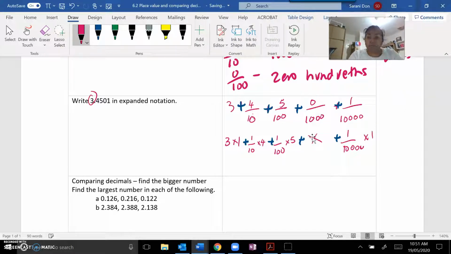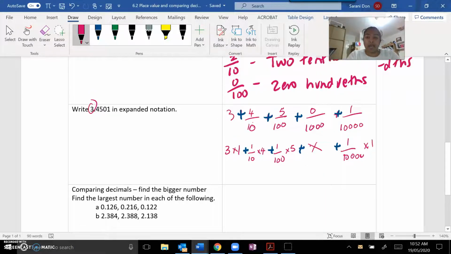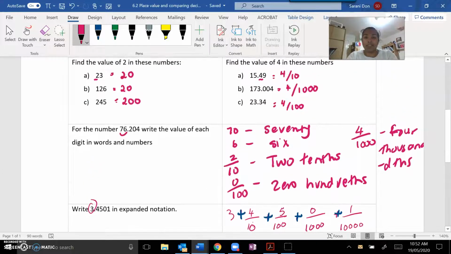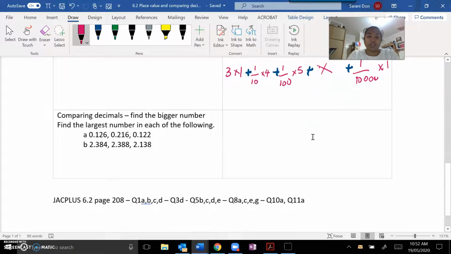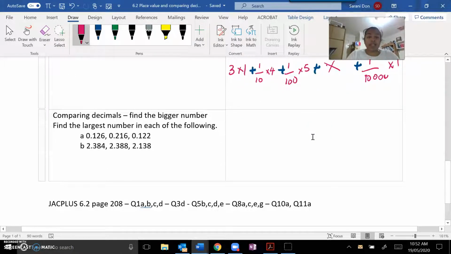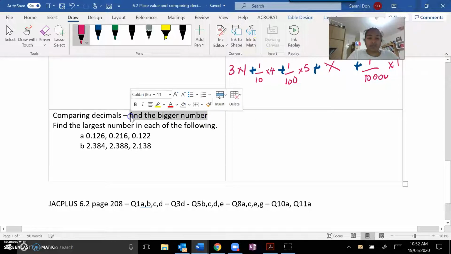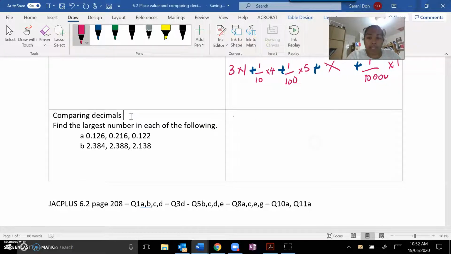So that's literally it. I know this one's a bit of a difficult one, but we'll do more questions in class as well. But the main things you need to know is the first 3 questions and then this last one here. So comparing decimals, find the bigger number in each of the following. So we'll just get rid of this one. So from A and B, out of these 3 numbers, which one is the biggest one?